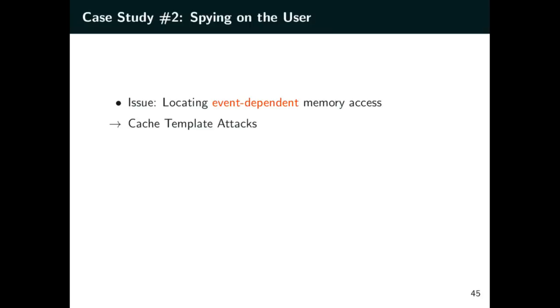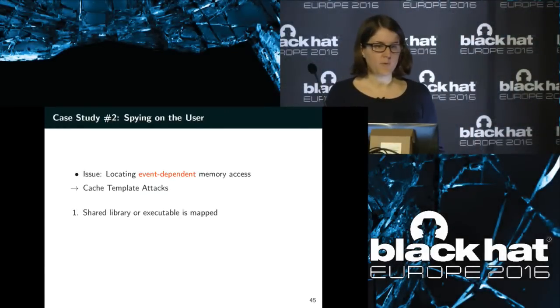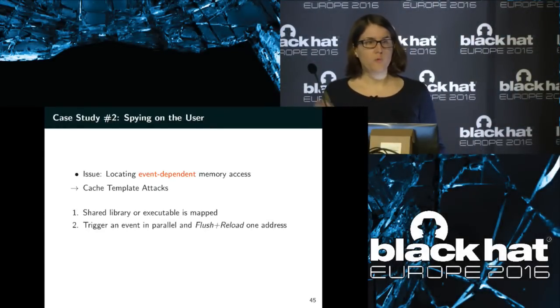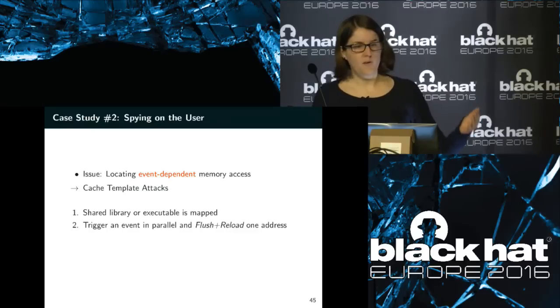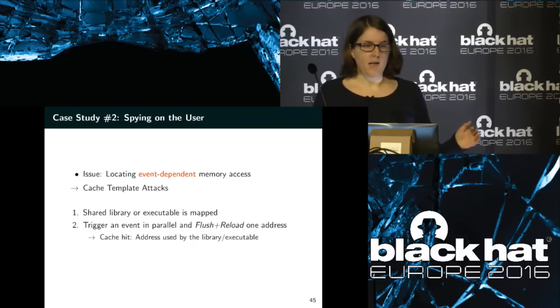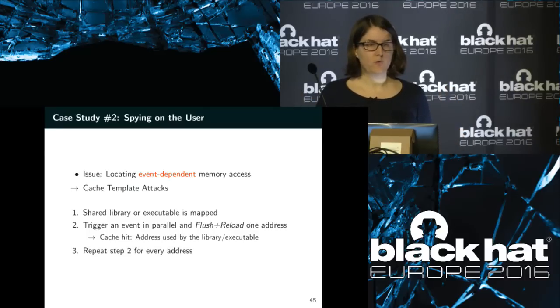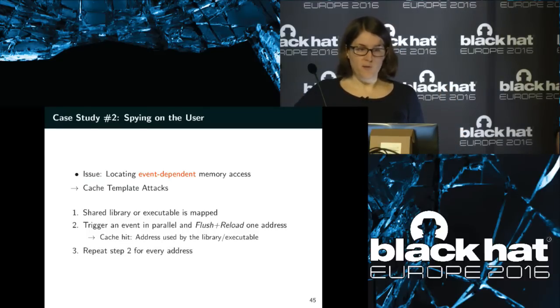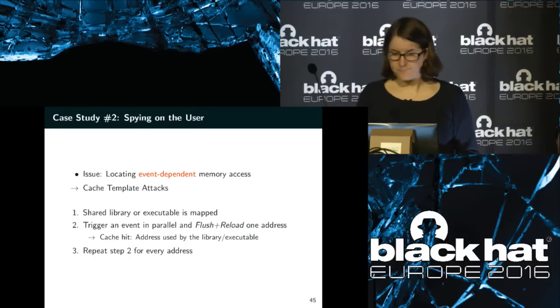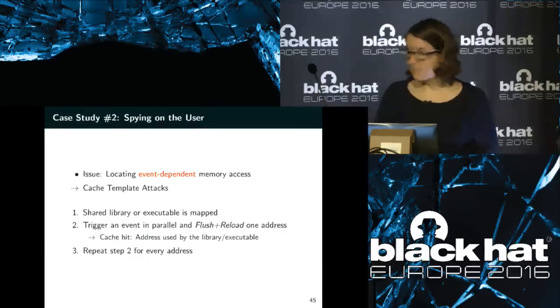To do that, we had cache template attacks on Intel CPUs, and basically we ported that to ARM. So the first step is we're going to map a shared library or executable. Then we're going to repeatedly trigger an event, and in parallel, we're going to use Flush+Reload on one address. If we have a lot of cache hits, then it means that this specific address is used by the library or the executable. And then we're going to repeat this second step for every address of the library. If you want to spy on more events, then you just repeat steps 2 and 3.